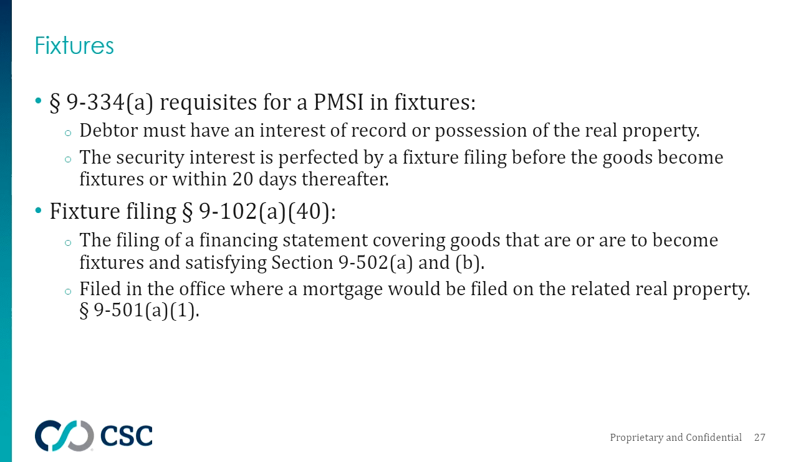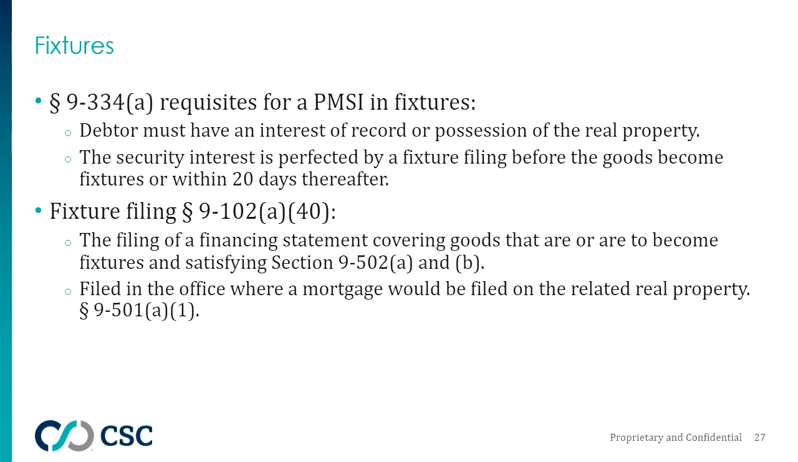A purchase money security interest is available for fixtures. The rules are slightly different. They're governed by a different section of Article 9 than applies to other types of goods, Section 9334. To get a purchase money security interest in fixtures, one of the conditions is the debtor must have an interest of record in the real estate records for the real property, or they have possession of the real property. And the security interest must be perfected by a fixture filing before or within 20 days after the goods become fixtures. So we've got quite a different trigger here. It's when the goods become fixtures, not when the debtor takes possession of them.